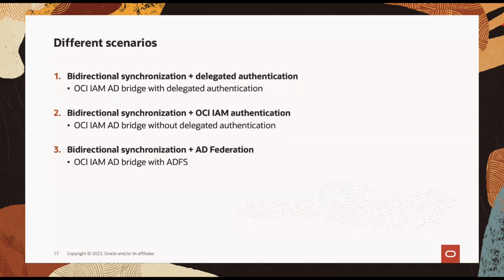And in the IAM domain, you update a user's email address, or maybe the user has been promoted and his designation and title have changed, right? So this information is what we mean by bidirectional here. These updates can be synced from the IAM to the AD, and in the same way from the AD to the OCI IAM.